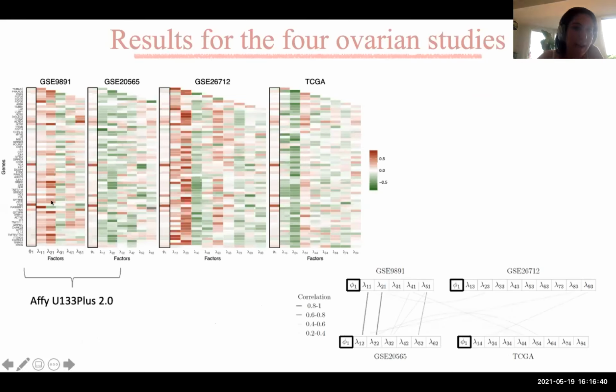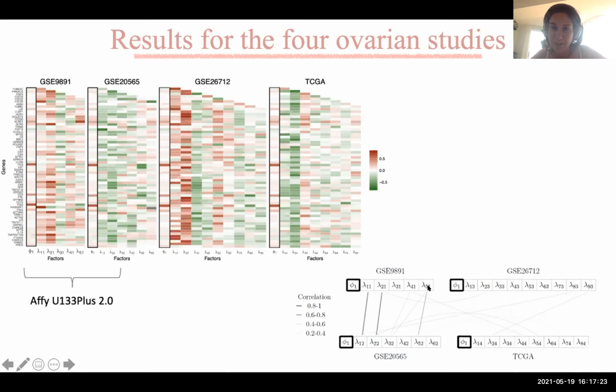So that's the output, the heat map for the 4 different studies. As you can see in the black rectangle, there is the common factor. And again, our model, the multi-study factor analysis, can estimate one common factor for this framework. And then we have also the study-specific components that, as you can see, are really different for each study. So these two studies are measured on exactly the same platform. And we also computed the correlation between the different factor loadings. And as you can see, the darker line corresponds to the higher correlation.